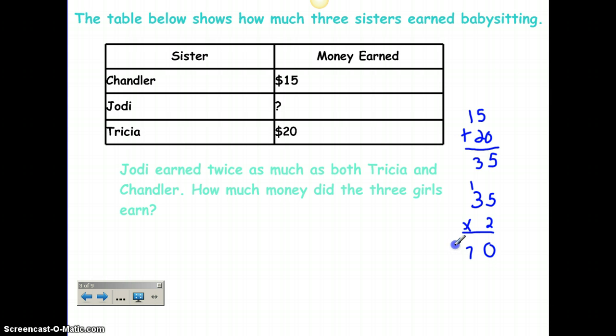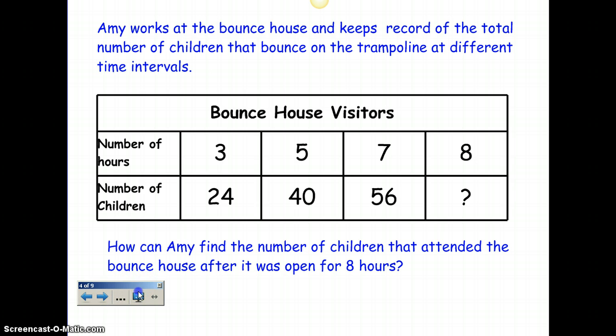Now, the question is, how much did the three girls earn? So now I have to take how much Jody earned plus Trisha plus Chandler. So I have to do 70 plus 35 to get my final answer, which is 105. So this problem involved 1, 2, 3 steps in order to get the answer. So I know that all three girls earned 105 and that Jody earned 70. Let's look at our next problem.